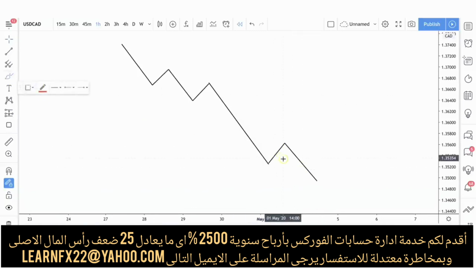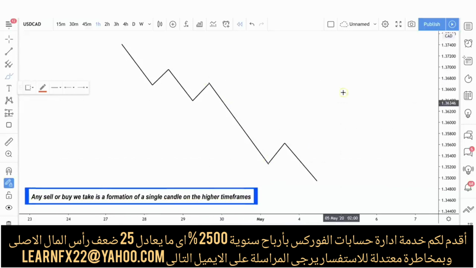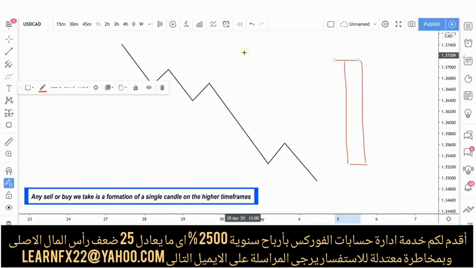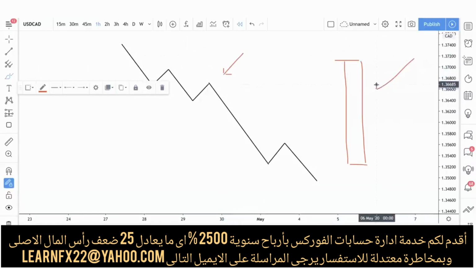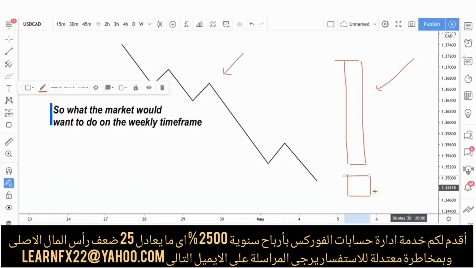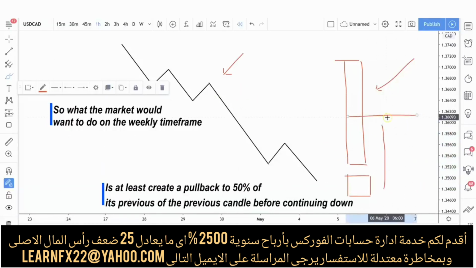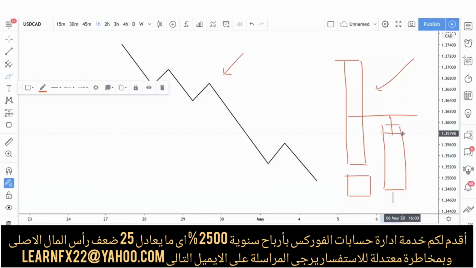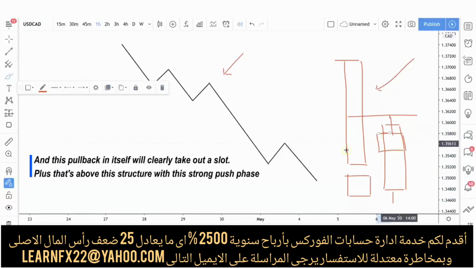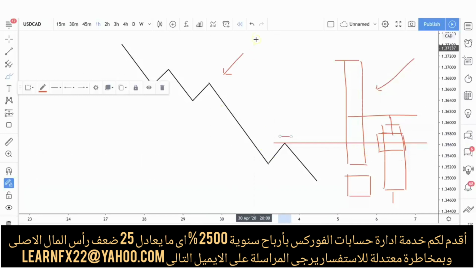The reason why I'm saying this, and you might not understand now, is any sell or buy we take is a formation of a single candle on the higher time frames. Let's say this is the 4H trend, and this is a weekly candle that's pushed to the downside extremely strong. Now, the likelihood of this candle continuing to push to the downside if it's met its range is very unlikely. So what the market would want to do on the weekly time frame, if we're trading the 4H, is at least create a pullback to 50% of the previous candle before continuing down, just to create a wick or just to create a pullback. And this pullback in itself will clearly take out a stop loss that's above this structure with this strong push phase. So how do we trade it?